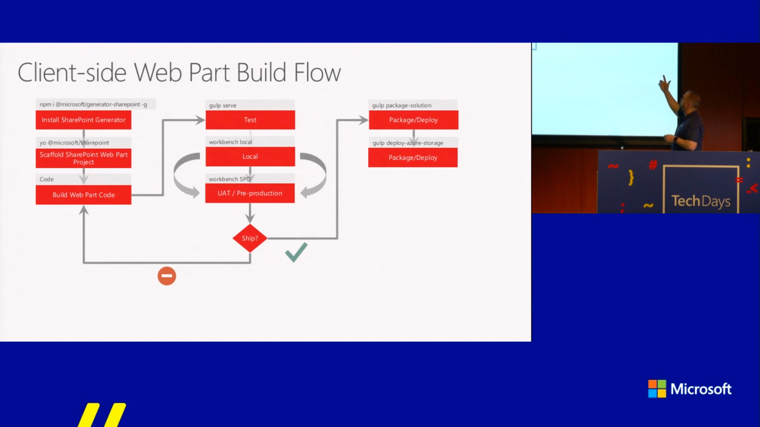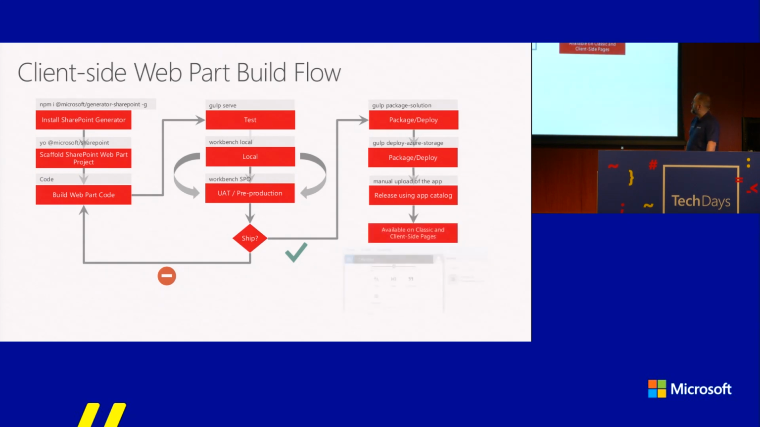And then you're going to package your solution using Gulp. And you can use Gulp to deploy to Azure storage. And then you can do a manual upload of the app to your app catalog. And it'll be available on Classic and the new modern Canvas pages.